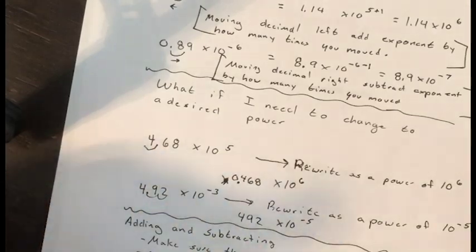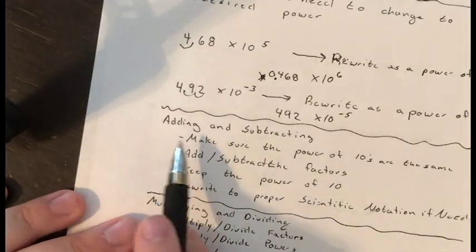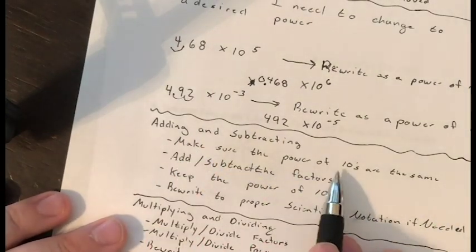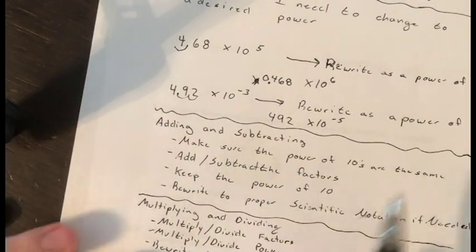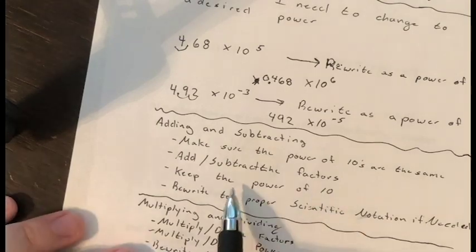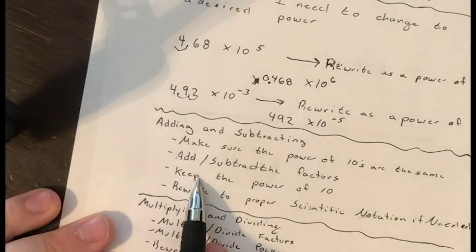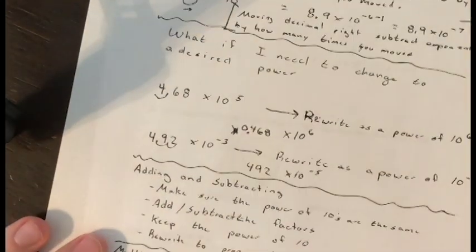All right, so why do we even need to know this? Well, this comes to our first thing, adding and subtracting. It says my first step is to make sure the powers of ten are the same. That is imperative, because if that's not the case, then you cannot add or subtract your scientific notations. Then it just says add or subtract the factors. Keep the power of 10 and rewrite in proper scientific notation if needed. So what did I just say?